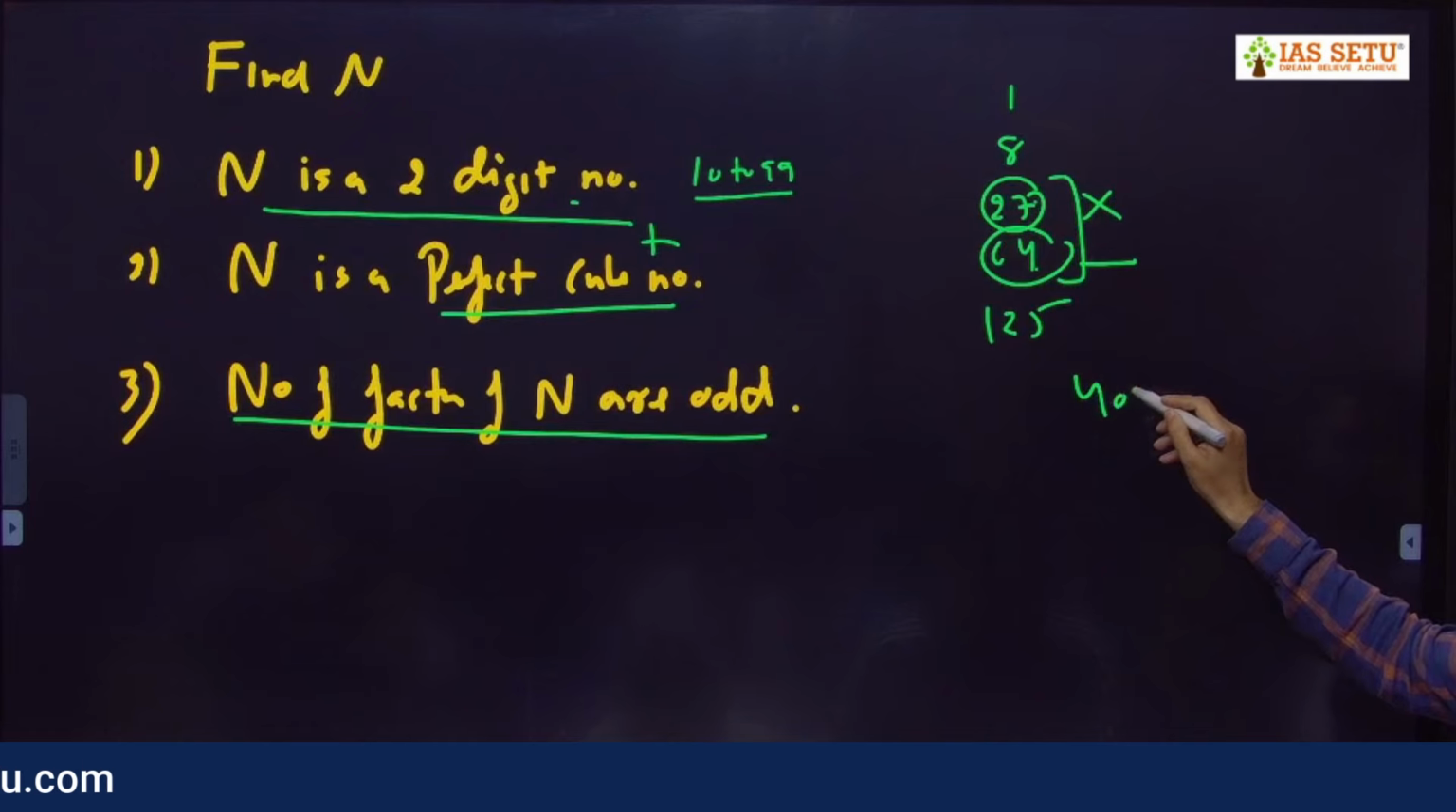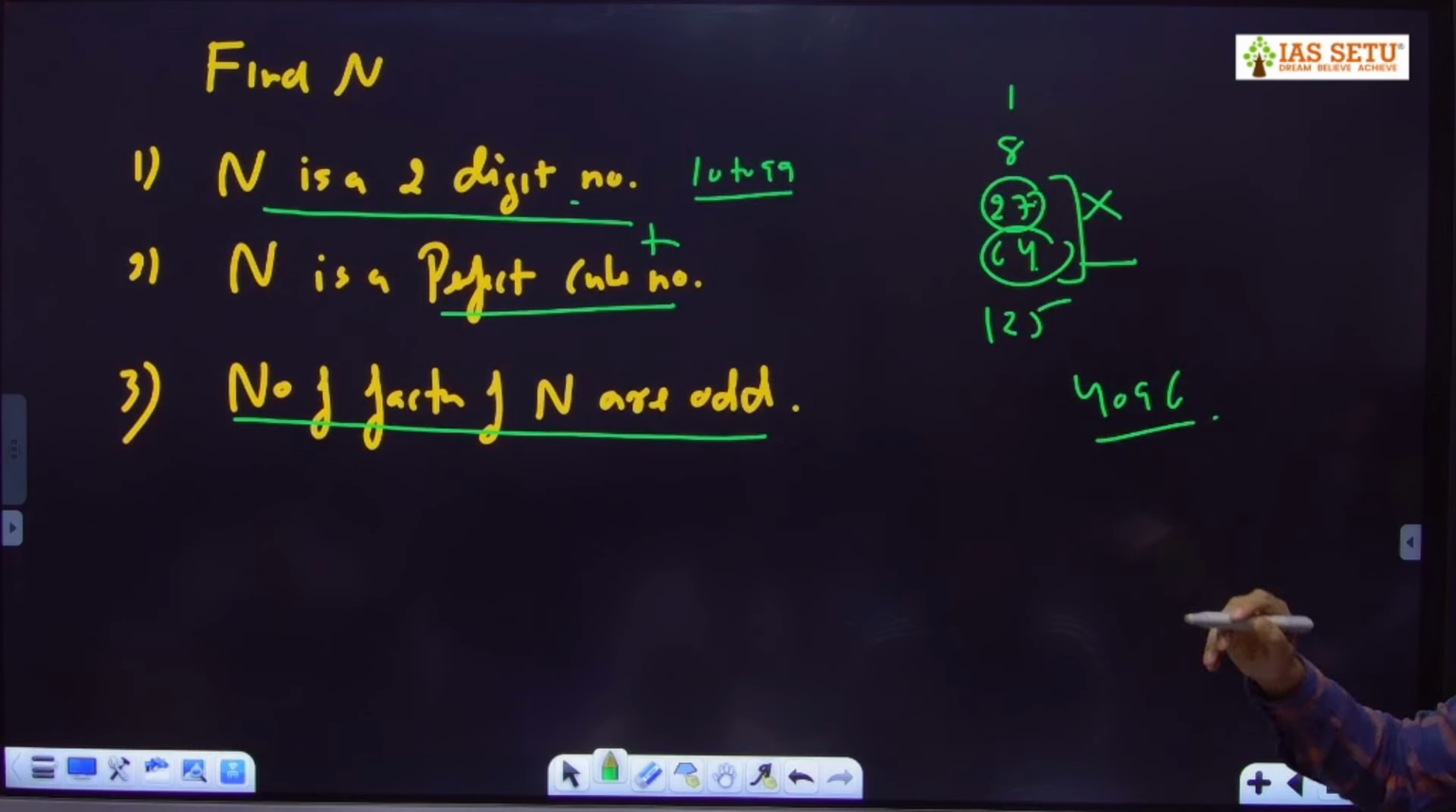Next, 4096 is the only 4-digit number which is a perfect square number as well as a perfect cube number.